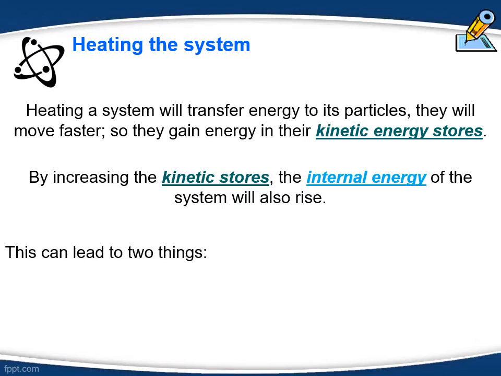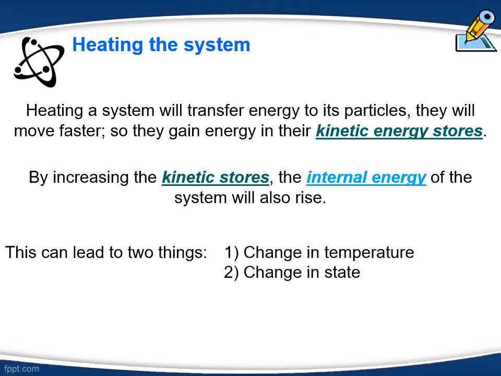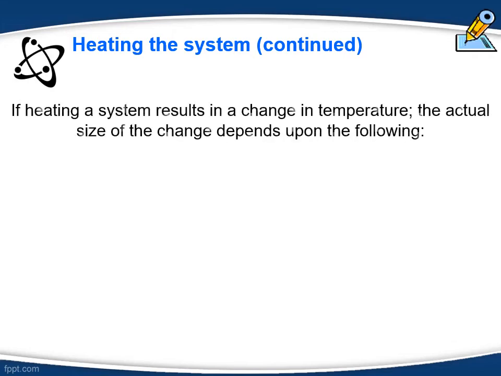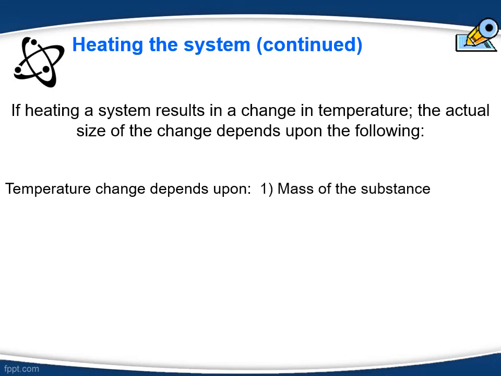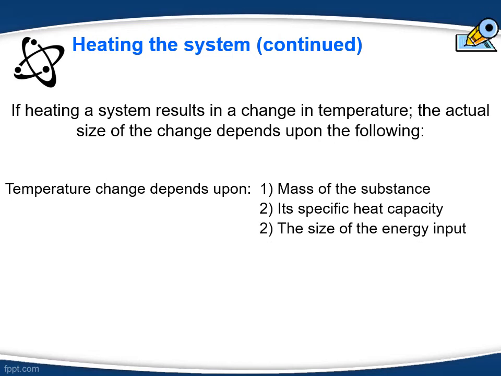So this can lead to two things: a change in temperature and a change in state. When the temperature increases, what happens? When the kinetic energy increases, what happens? The change in temperature and change in state as well. If heating a system results in a change in temperature, the actual size of the change depends upon the following: number one, the mass of the substance, its specific heat capacity, and the size of the energy input.